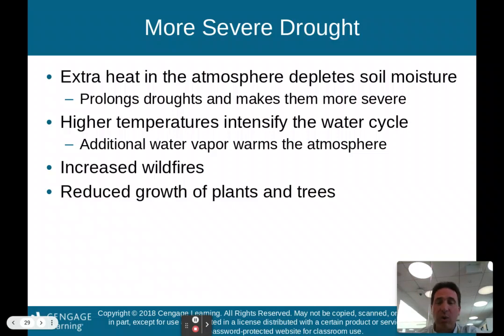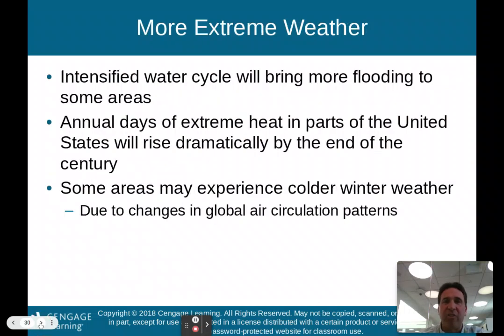You're going to see an increase in wildfires if we have more drought. You're also going to see reduced growth of plants and trees. Again, more extreme weather. The intensified water cycle could bring more flooding to some areas. Annual days of extreme heat in parts of the U.S. will rise dramatically by the end of the century, and some areas may experience colder winter weather due to changes in global air circulation patterns.